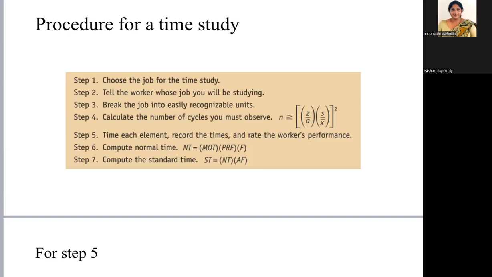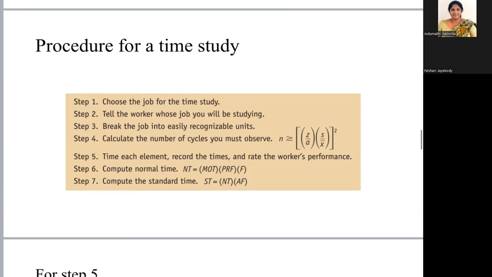Shall we look at how we can do these steps? I will explain that to you. So this step 1 is to choose the job for a time study.